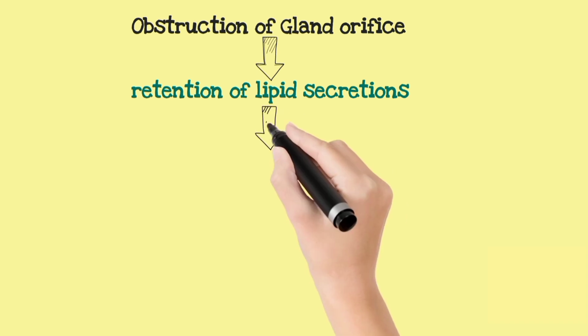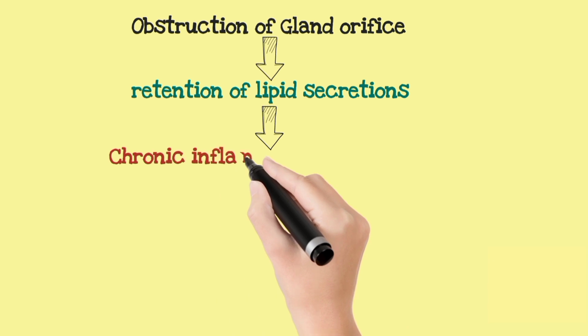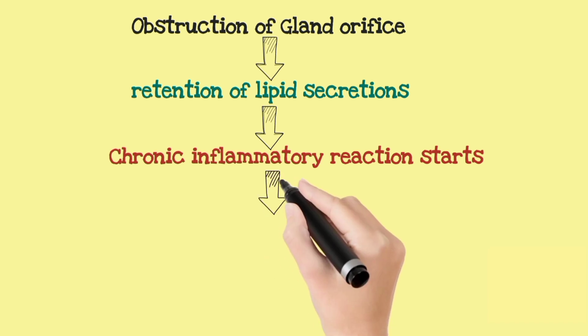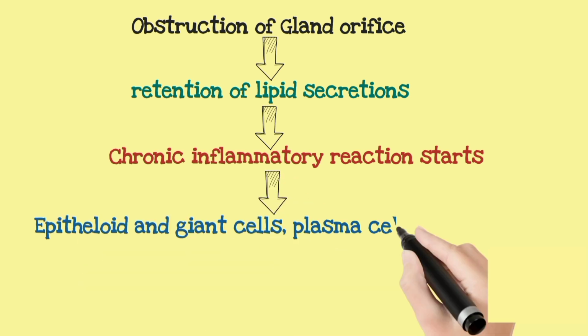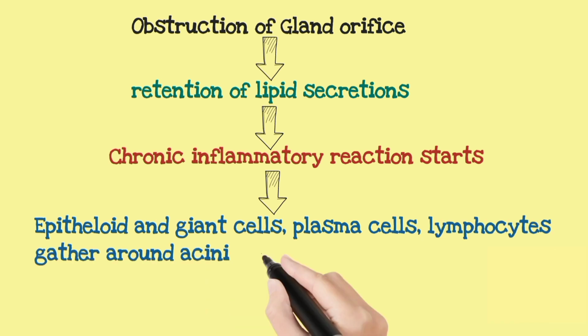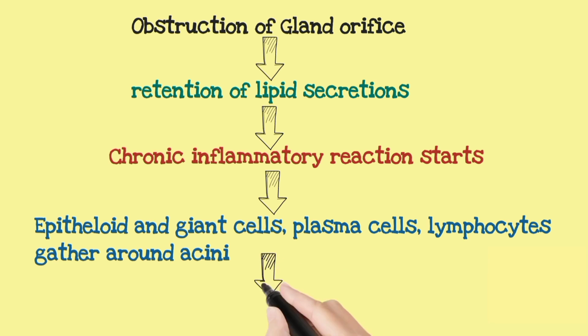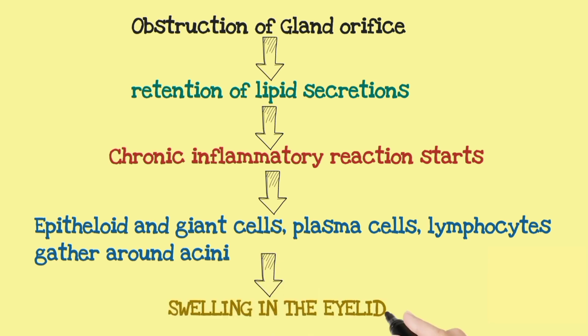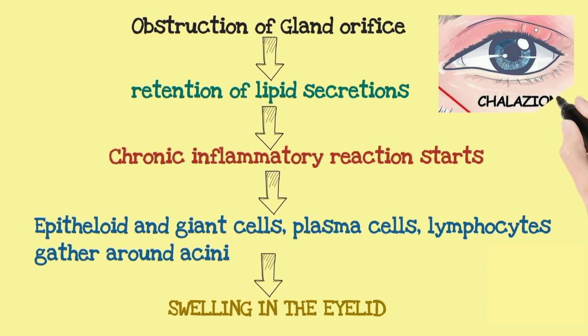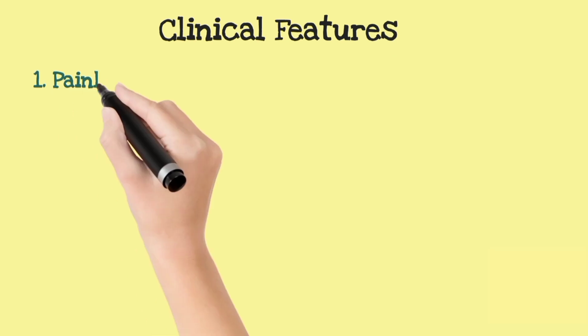And when there is accumulation of lipid secretion, it leads to chronic inflammatory reaction to start around the acinus of the glands. And as a result, epithelioid and giant cells, plasma cells, lymphocytes gather around the acini of the glands. Now the chronic inflammation and retention of lipid secretions together lead to the swelling in the eyelid that causes Chalazion. In this picture, you can clearly see how Chalazion looks like. Now look at its clinical features.